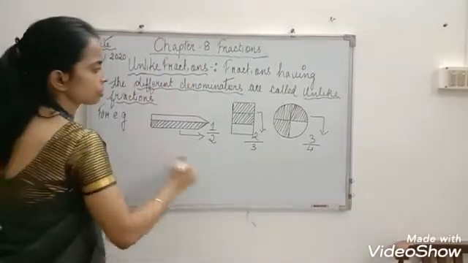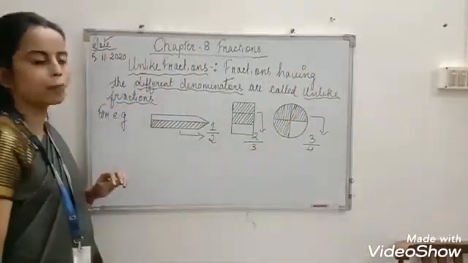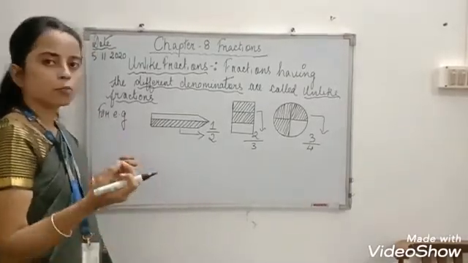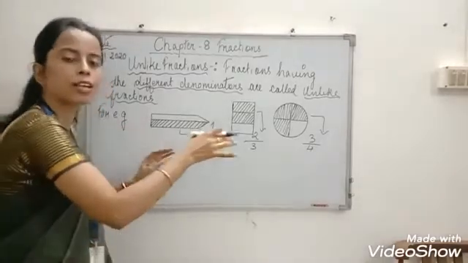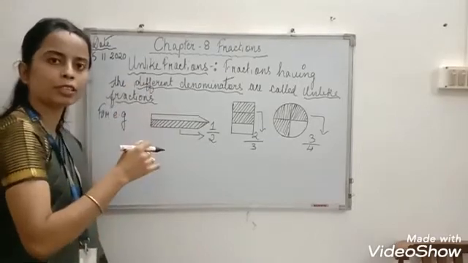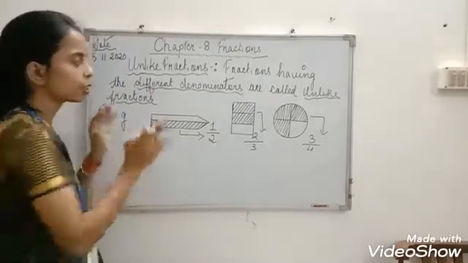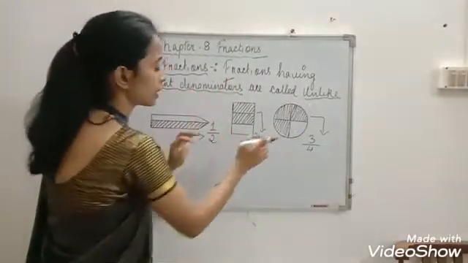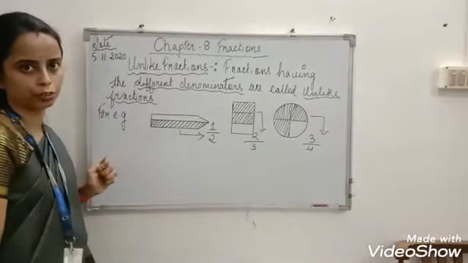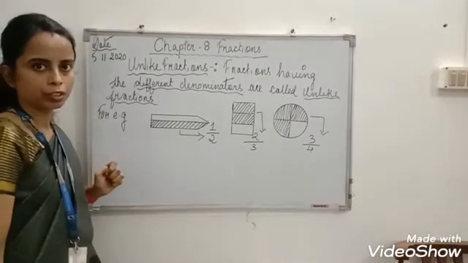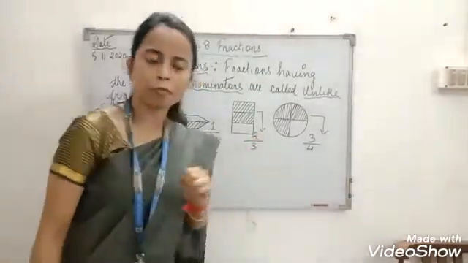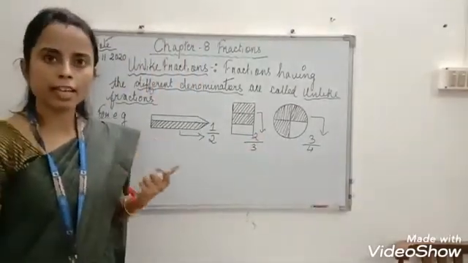So these types of fractions are called what fractions, children? Unlike fractions. In like fractions, what is common? The denominators are the same. Okay? Fractions having the same denominator are called like fractions. Fractions having different denominators are called unlike fractions. They are not like, they are unlike fractions. Got it, children? I hope it is clear to everyone about like and unlike fractions.